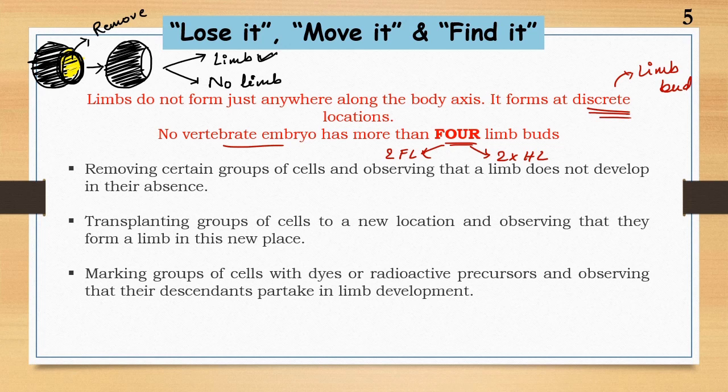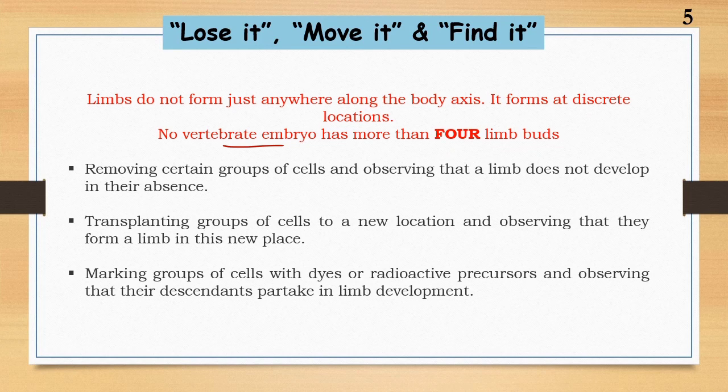And if there is no limb in the absence of these cells, it means that they were important for limb development. And this was referred to as the lose it experiment. Okay. That is, after losing a certain area of cells, are the limbs going to develop in a normal way, or are they not going to develop at all?